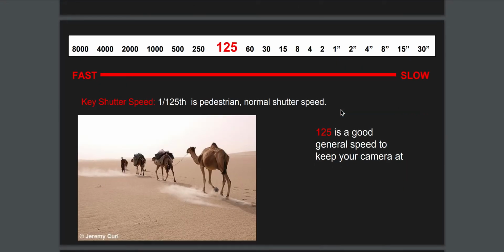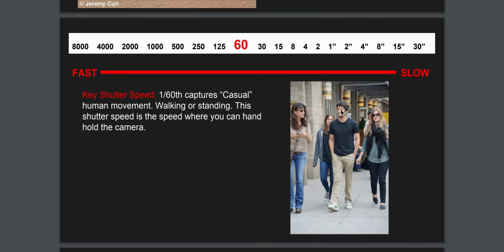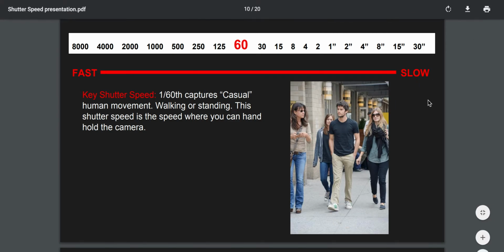As we start getting into this middle area, this is generally a normal shutter speed. 1/125th of a second is a great general shutter speed to keep your camera at. It can freeze slow moving objects, capture them for the most part. It's a good middle ground. 1/60th of a second is great for casual, candid photographs of people slowly walking around. And at this shutter speed, you can hold the camera.